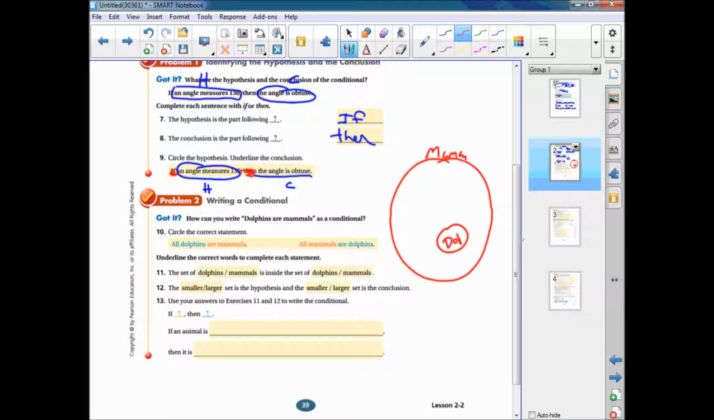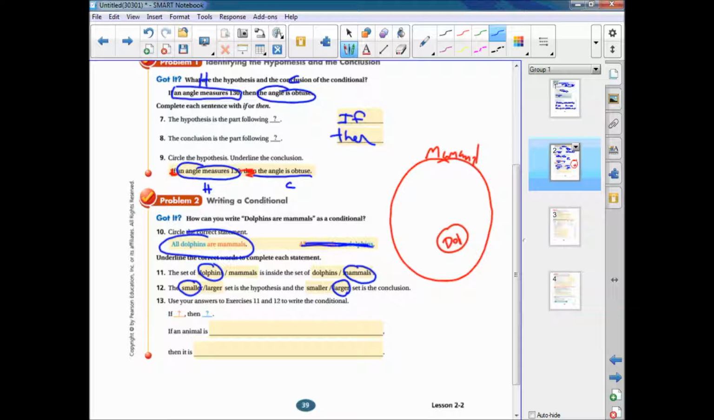This is mammals. So dolphins belong to the mammals. Dolphins are a subset of mammals. All right, so let's try this. We're going to say all dolphins are mammals. That's the true one. The reverse one's definitely not true because humans are mammals, but we're not dolphins. And dogs are mammals, but they're not dolphins. So the set of dolphins is inside the set of mammals. The smaller set is the hypothesis, and the larger set is our conclusion.